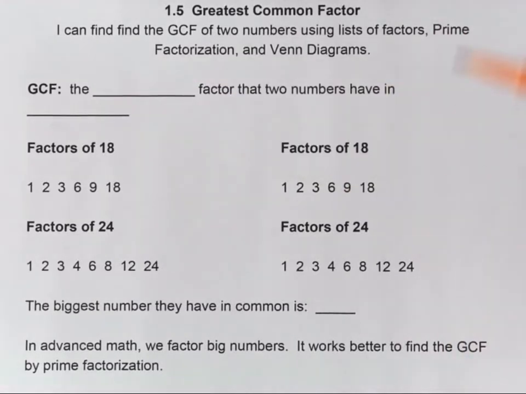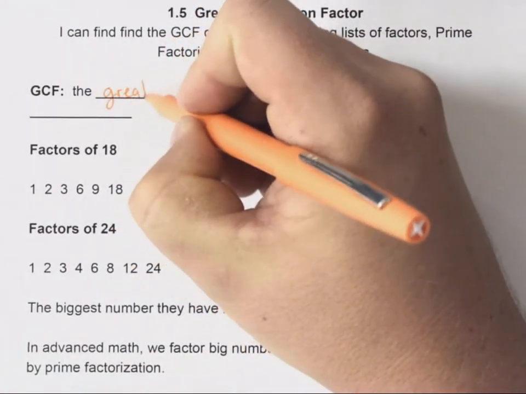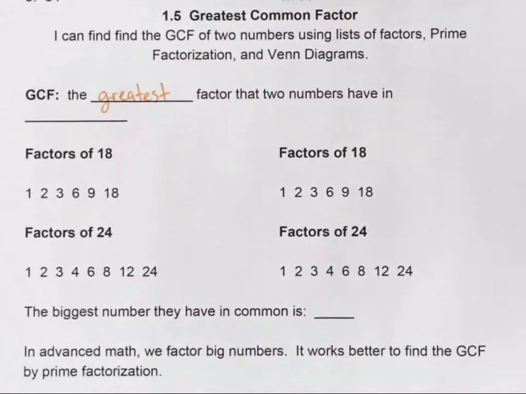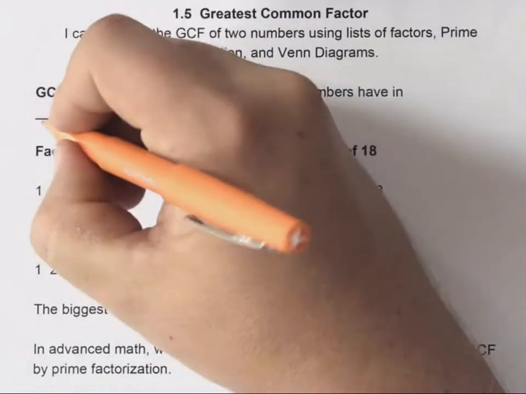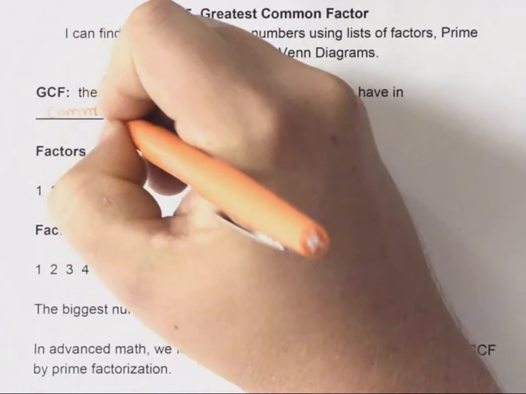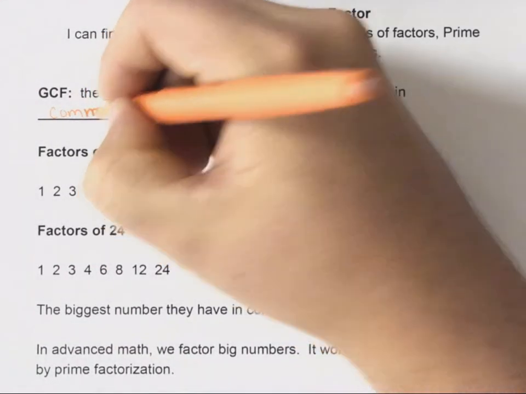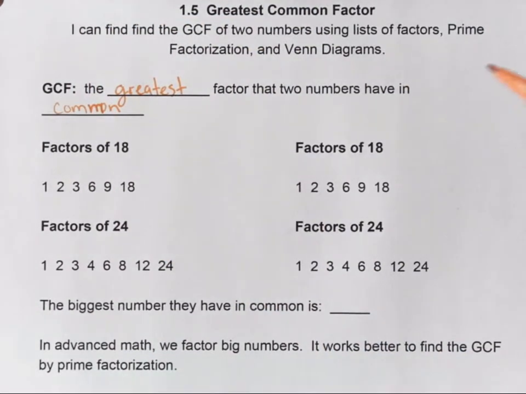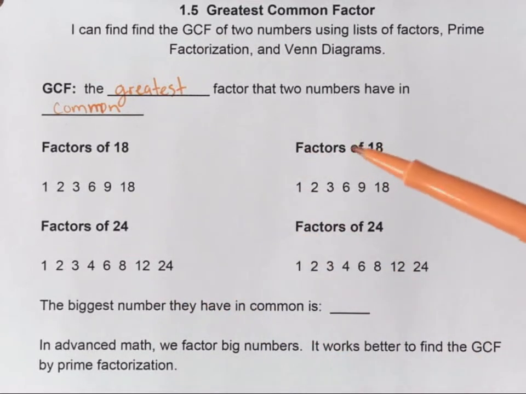Okay? So greatest common factor is, okay, let's go over some vocabulary. The greatest factor that two numbers have in common. Okay, the greatest factor that two numbers have in common. Okay? Now, let's look at a list of factors.